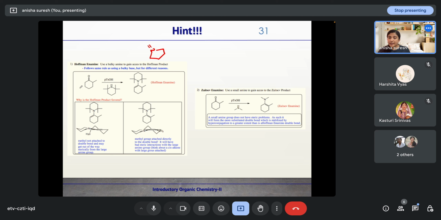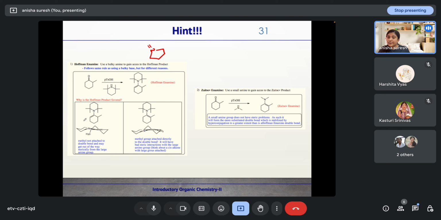So here we are having this ketone, and it is treated with this amine. It will lead to formation of the Hofmann enamine, that is, the less substituted enamine will be formed compared to the other one.